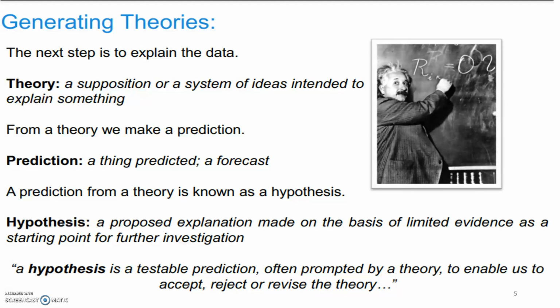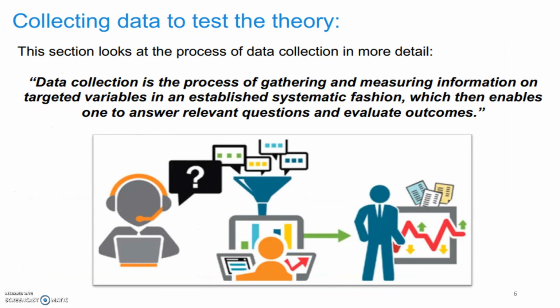A hypothesis is just a proposed explanation made on the basis of limited evidence as a starting point for further investigation. So a hypothesis is a testable prediction, often promoted by a theory, to enable us to accept, reject, or revise the theory. So this is how we collect data. Data can be collected from various sources and in various ways. Data collection is the process of gathering and measuring information on targeted variables in an established systematic fashion, which then enables one to answer relevant questions and evaluate outcomes.